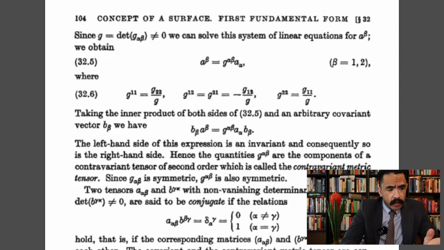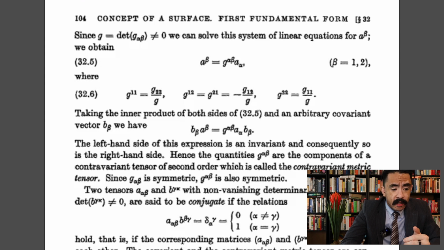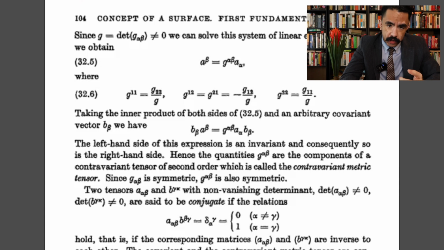Taking the inner product of both sides of a superscript beta equals g superscript alpha beta times a sub alpha, and an arbitrary covariant vector b sub beta, we have that b sub beta times a superscript beta is equal to g superscript alpha beta times a sub alpha times b sub beta. The left-hand side of this expression is an invariant, and consequently so is the right-hand side. Hence, the quantities g superscript alpha beta are the components of a contravariant tensor of second order, which is called the contravariant metric tensor. Since g sub alpha beta is symmetric, g superscript alpha beta is also symmetric.